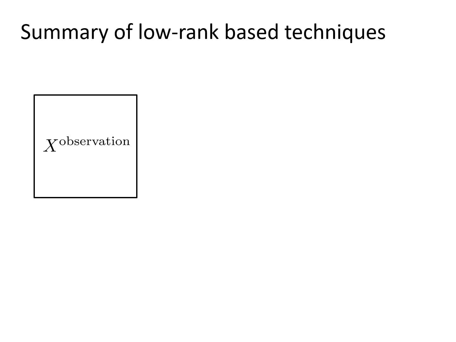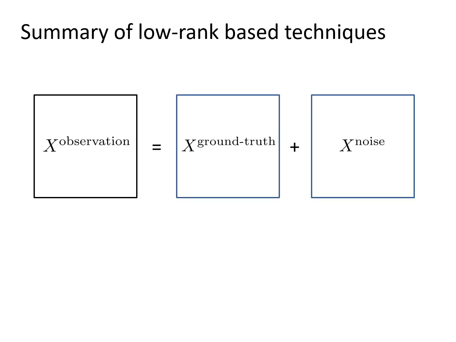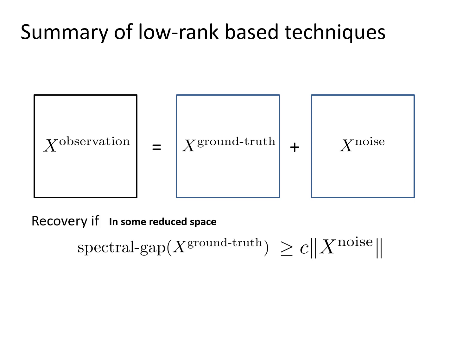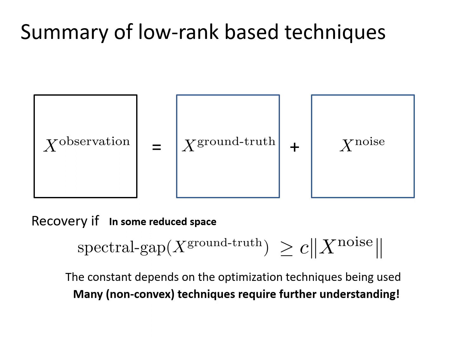So I want to give a summary of rank-based techniques. Essentially, we have the observation, which is equal to the ground truth plus noise, and usually we have a recovery if, in some reduced space, the spectral gap of the ground truth is bigger than a constant times the noise. The constant depends on the optimization techniques being used, but this kind of problem is not completely done. There are many non-convex techniques that require further understanding.